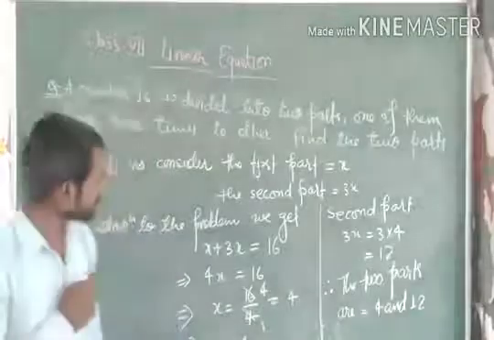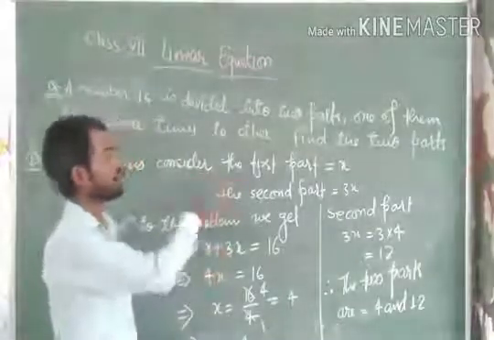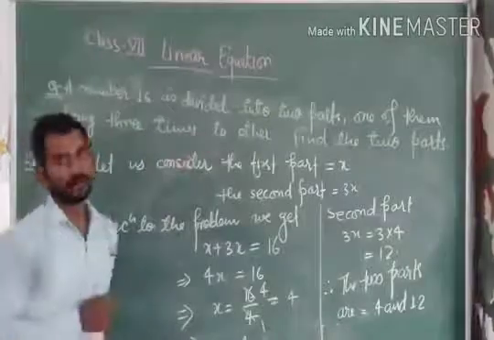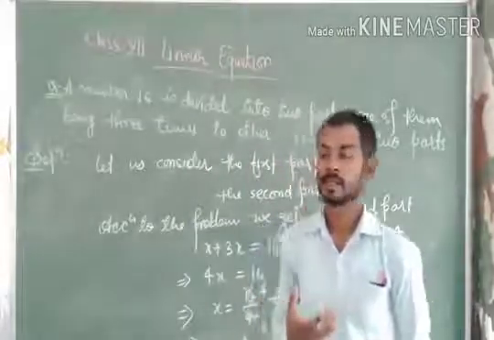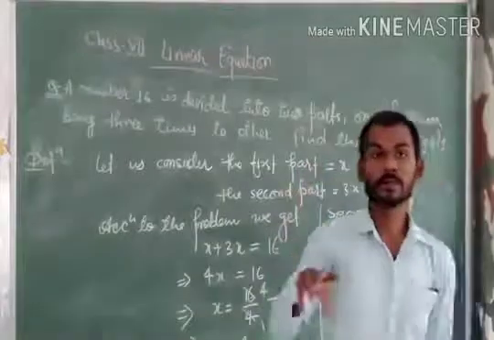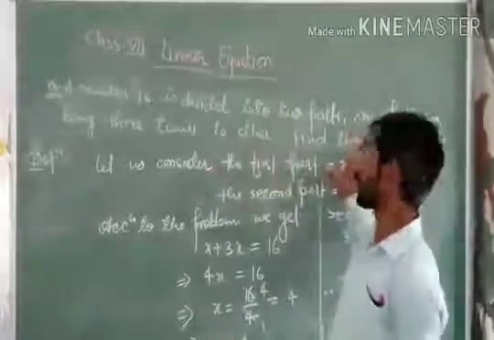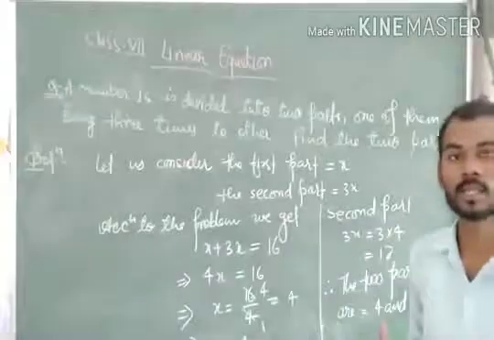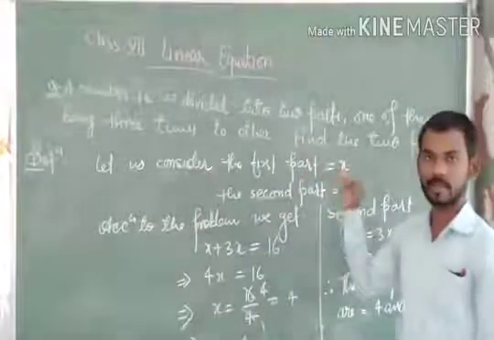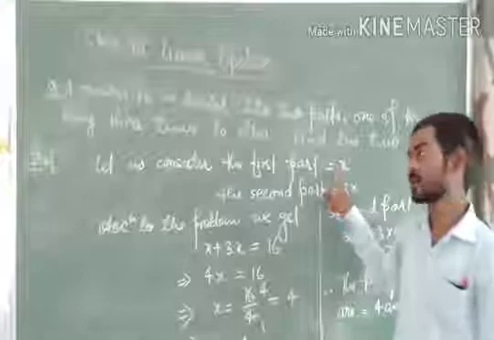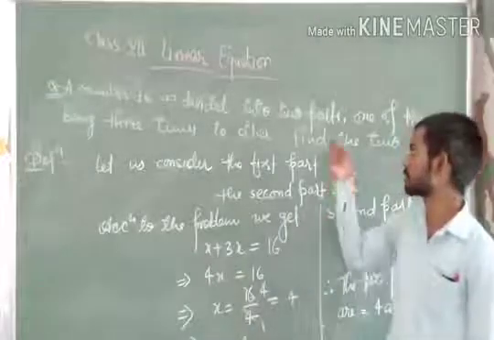Let me explain again. A number 16 is divided into two parts. One of them is 3 times the other. That means when 16 is divided into two parts, one part out of the two parts is 3 times the other. So we need to find out the two parts into which 16 is divided. So let us consider the first part of 16 is x. If the first part is x, then it is obvious that the second part will be 3x as given in the question.